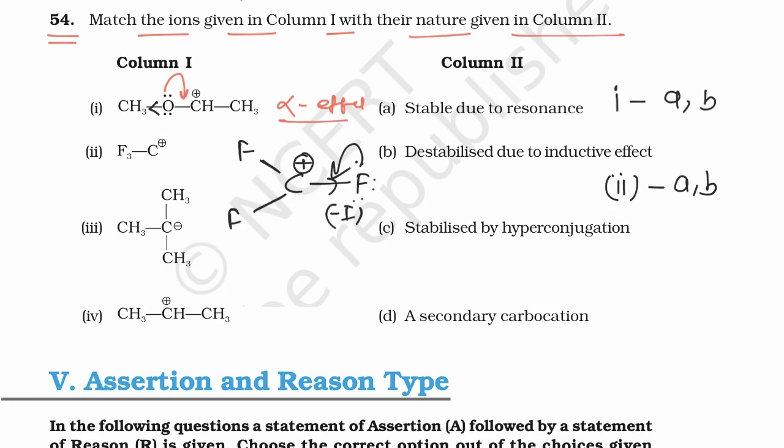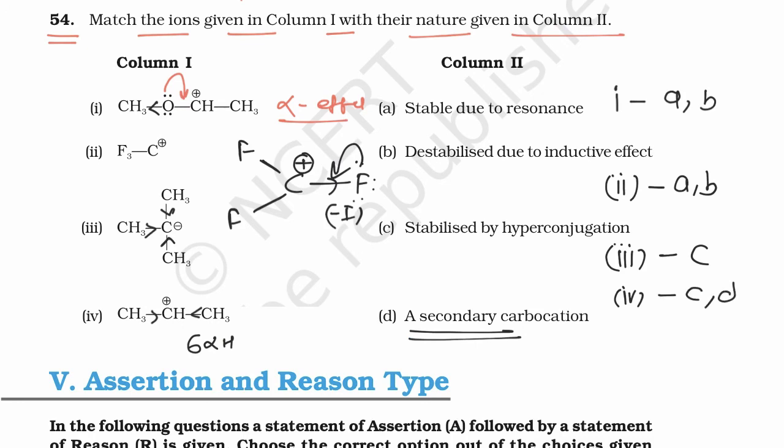Now in the third case, this molecule is destabilized by resonance. Only resonance is present. So third, C. In the fourth case, this molecule is stabilized by resonance and stabilized by the hyperconjugation effect. Six alpha hydrogen atoms are present, along with this it is a secondary carbocation. So fourth is stabilized by hyperconjugation and is a secondary carbocation. So C and D.